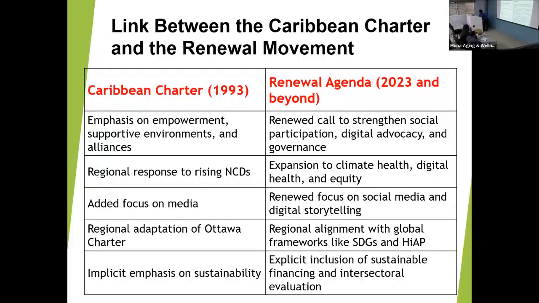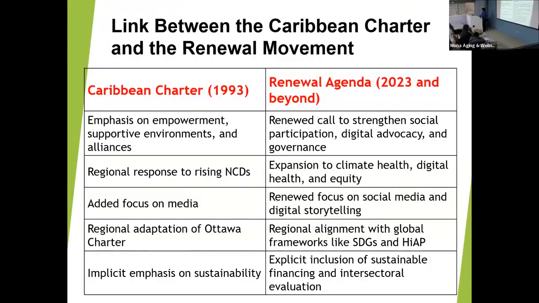The Caribbean Charter was developed in 1993. And what is the renewal agenda? We're looking at 2023 and beyond. Emphasis on empowerment, supportive environments, and alliances was a part of that Caribbean Charter. So there's now a renewed call to strengthen social participation, digital advocacy, and governance. We are also looking at the regional response to the rising cases of non-communicable diseases, and the fact that the renewal agenda expands to climate health, digital health, as well as equity.